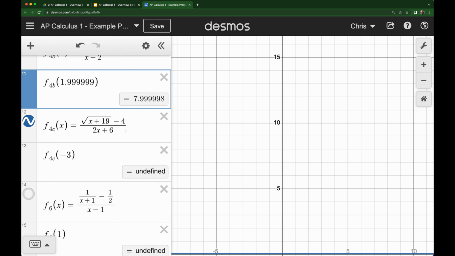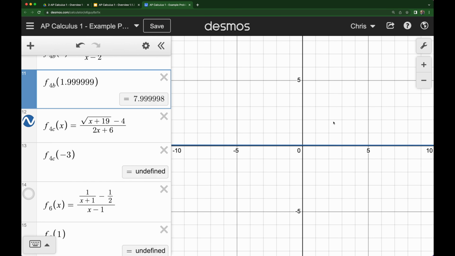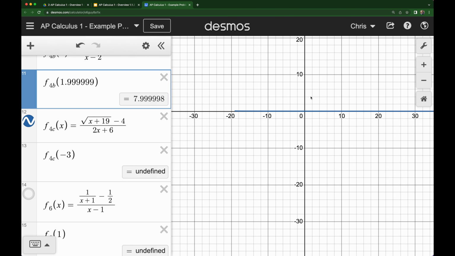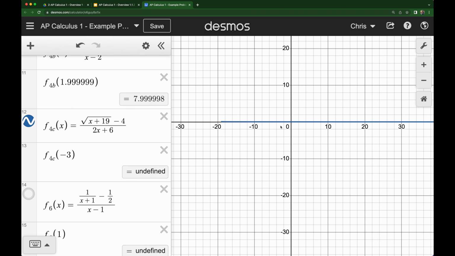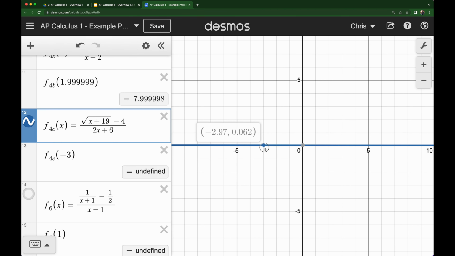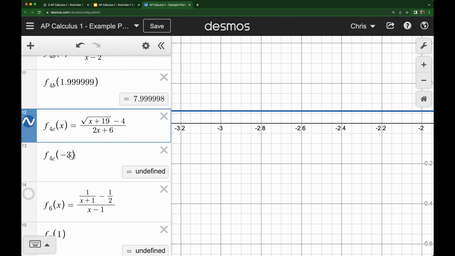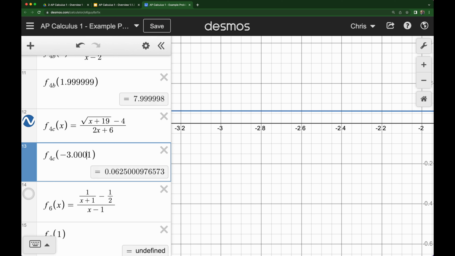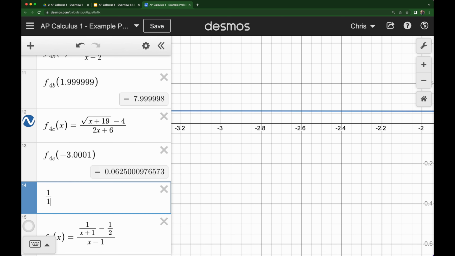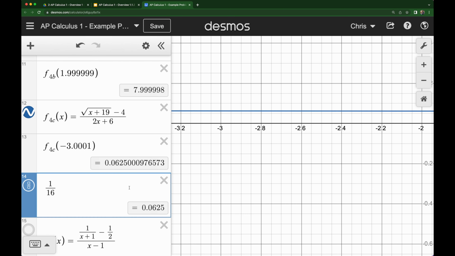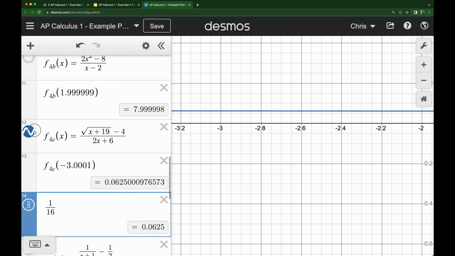For C, same kind of thing. If we look at the graph, we're going to have to zoom out a little bit on this one. We're getting closer to -3. So -3 is right here. You'll notice that it's undefined. That one's actually kind of hard to see with the graph, so it's going to be easier if we just plug in a value that's getting closer and closer to 3. And you'll notice it's 0.0625. We got 1 over 16, where if you do 1 divided by 16, you end up with 0.0625, so it does show that it was 1 over 16.